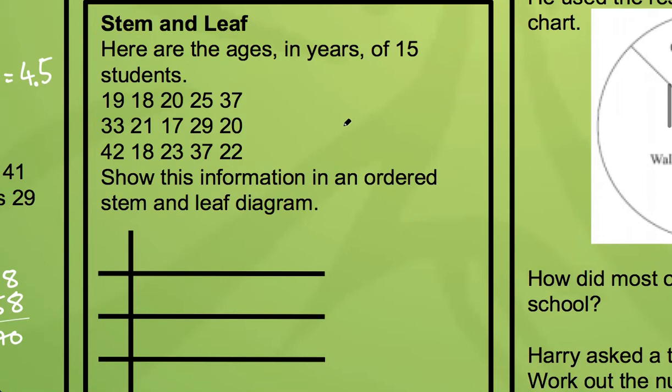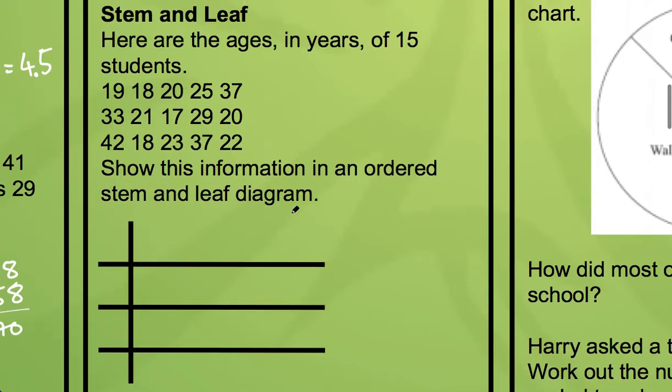Okay, stem and leaf diagram next. Here are the ages in years of 15 students. Let's just check. We've got 1, 2, 3, 4, 5, 6, 7, 8, 9, 10, 11, 12, 13, 14, 15 of them. Show this information in an ordered stem and leaf diagram. So I can see that my lowest value in the list is 17. So it's going to start with a 1 and a 7. And my highest value in the list is 42. So my stems are going to be 1, 2, 3 and up to 42. There are no other 40s involved. I'm going to underline them as I go along to make sure I've included all of them.